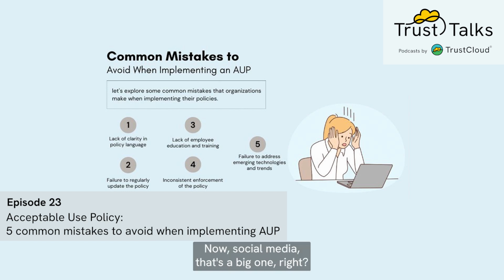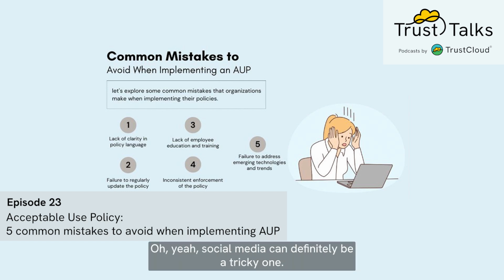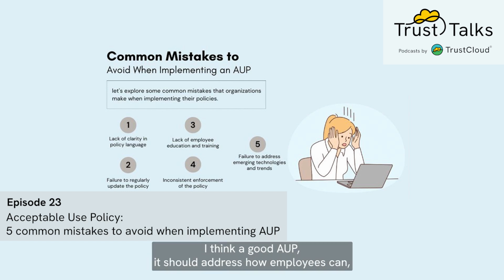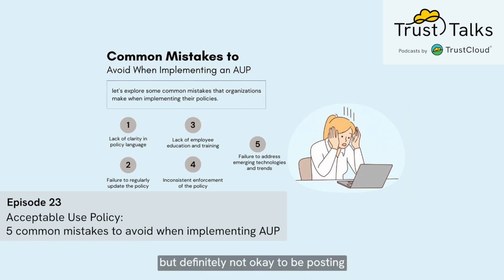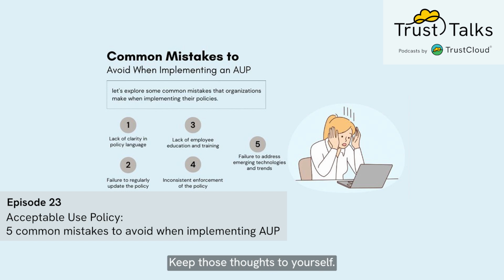Now, social media, that's a big one, right? How do you address that in an AUP? Oh, yeah. Social media can definitely be a tricky one. I think a good AUP should address how employees can use social media during work hours. So, maybe it's okay to scroll through your personal feed during a break, but definitely not okay to be posting confidential company information or ranting about your boss on Twitter. Yeah, that's probably a good rule of thumb. Keep those thoughts to yourself.